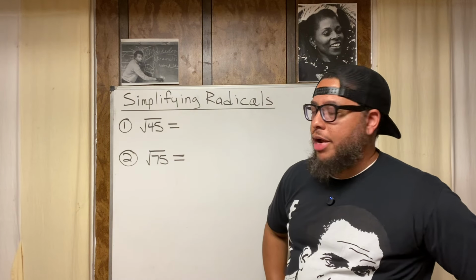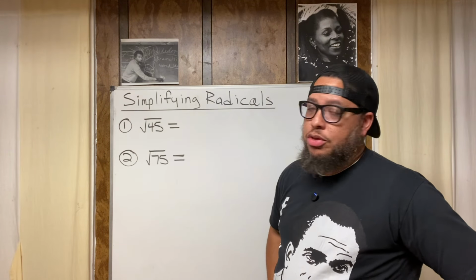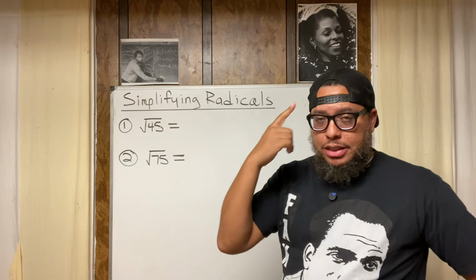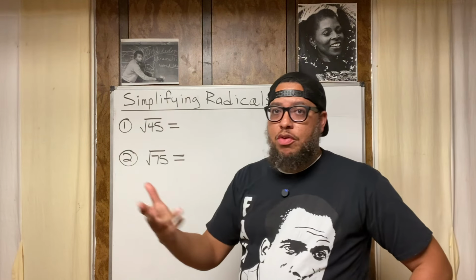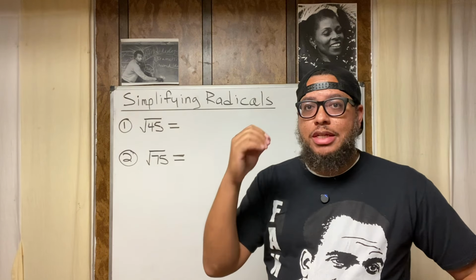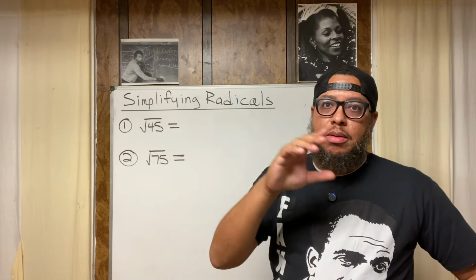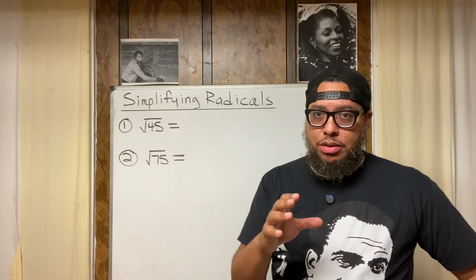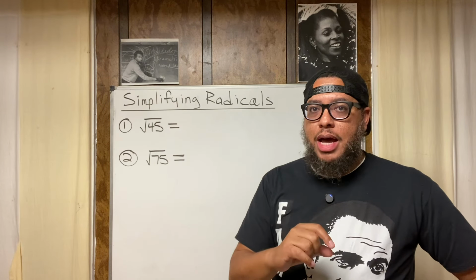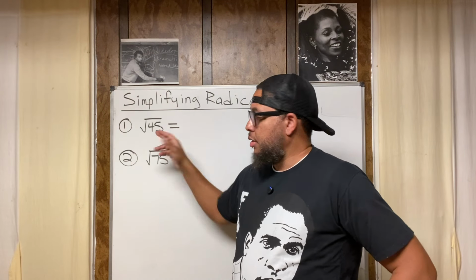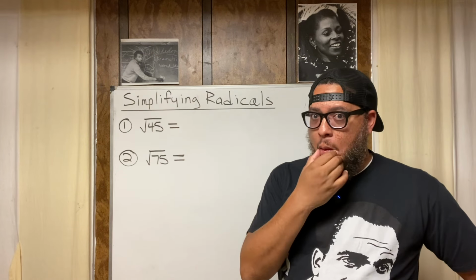Now, when we simplify radicals, it's like this, right? The first thing you want to do is test the radicand out. You want to say, okay, it's 45. Ask yourself this question. Is 45 a perfect square? Now, everybody watching this video needs to know what a perfect square is. What's the definition of a perfect square? A perfect square is like this. If there's a number, a whole number, right, that can be multiplied by itself and result in that number, then that means that number is a perfect square.